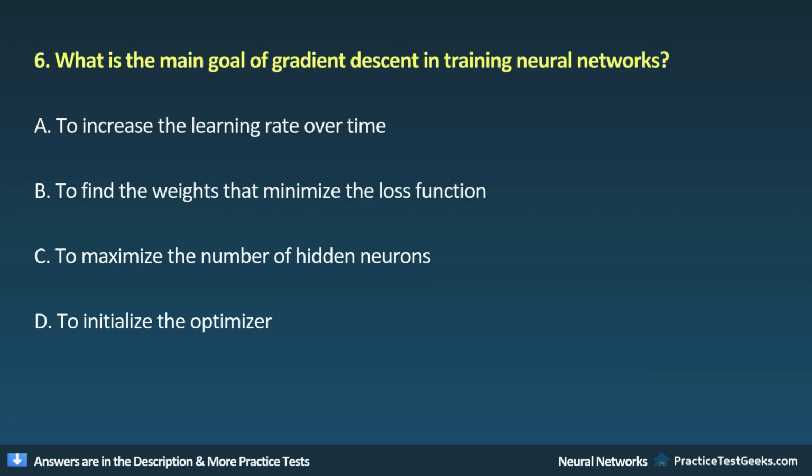6. What is the main goal of gradient descent in training neural networks? A. To increase the learning rate over time. B. To find the weights that minimize the loss function. C. To maximize the number of hidden neurons. D. To initialize the optimizer.